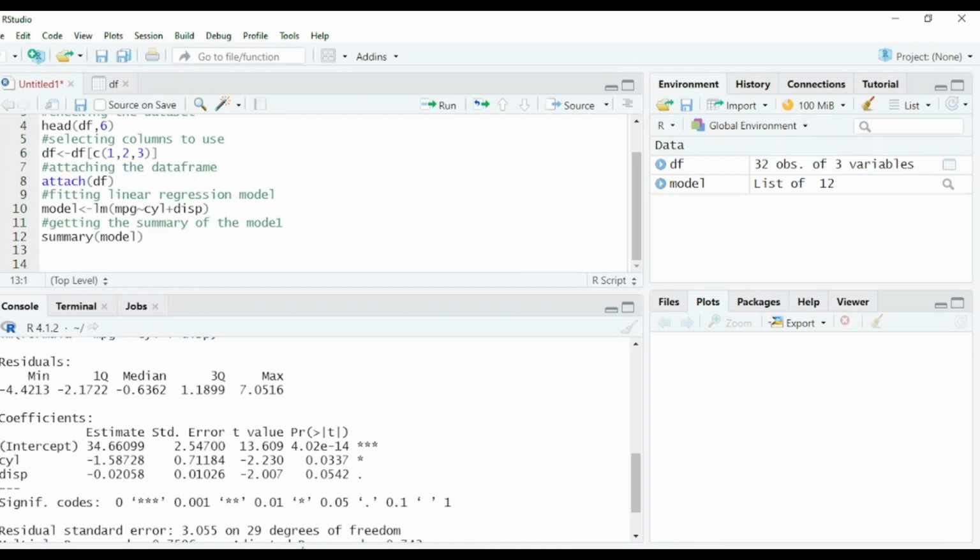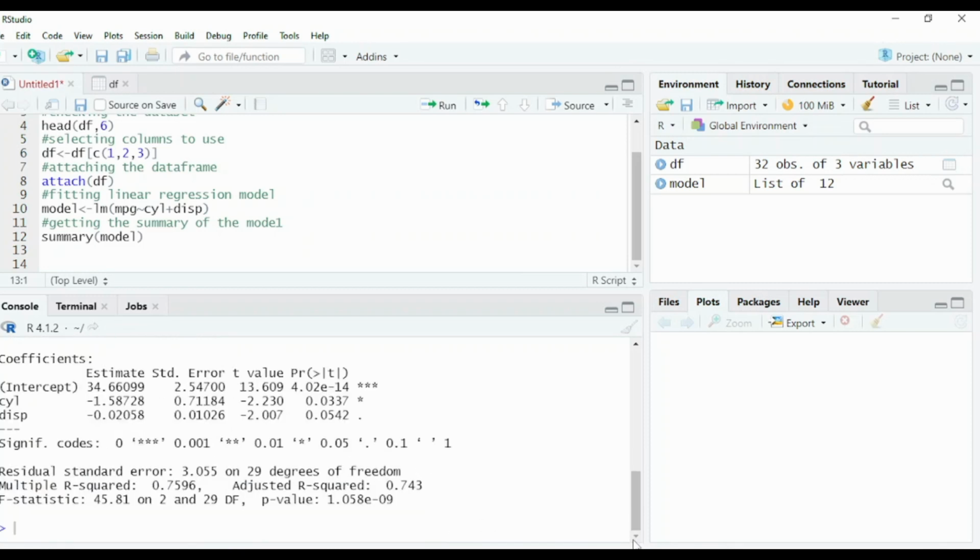So if you continue going, you see here there's a residual standard error. So guys, the residual standard error is the distance of our observed values to the line of best fit. So you want the distance to be very minimal. So here our distance is 3.005 on 29 degrees of freedom.